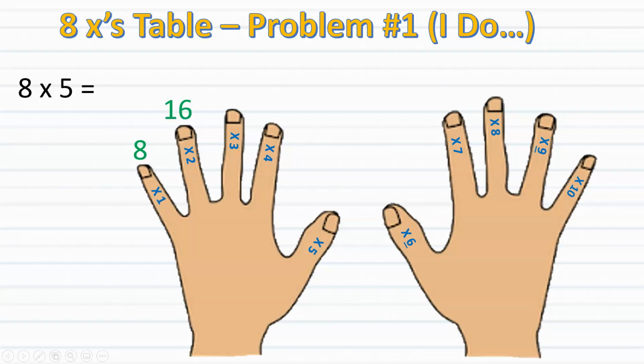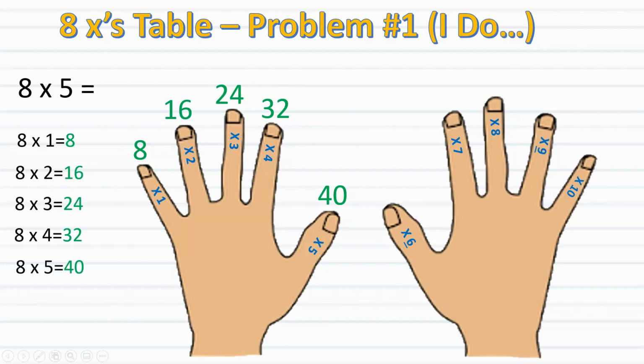So let's begin. 8 and 16, 24, 32, 40 more. Since 40 was the last number that I said when I land on my 5th finger, then I know that 8 times 5 equals 40.